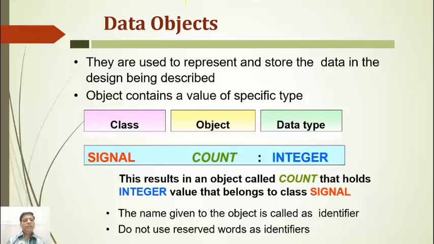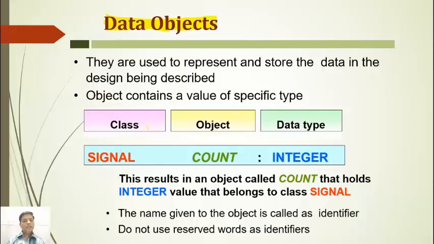Next, the main topic, data objects. What are data objects? They are used to represent and store the data in the design being described. An object contains a value of a specific type.